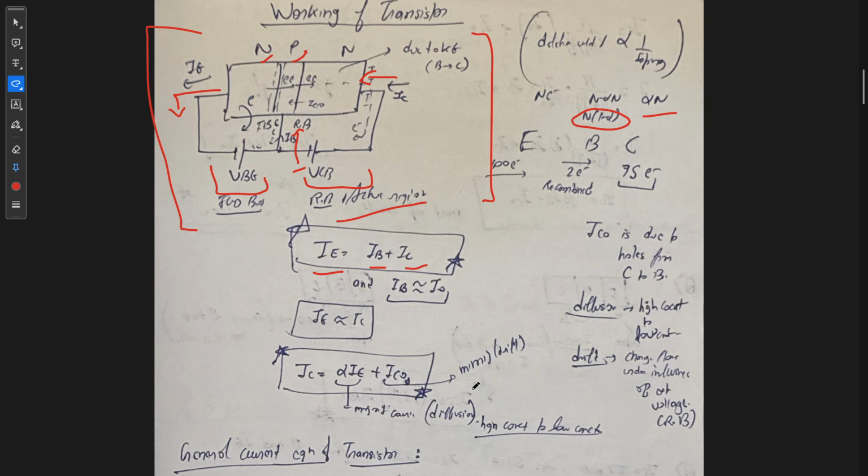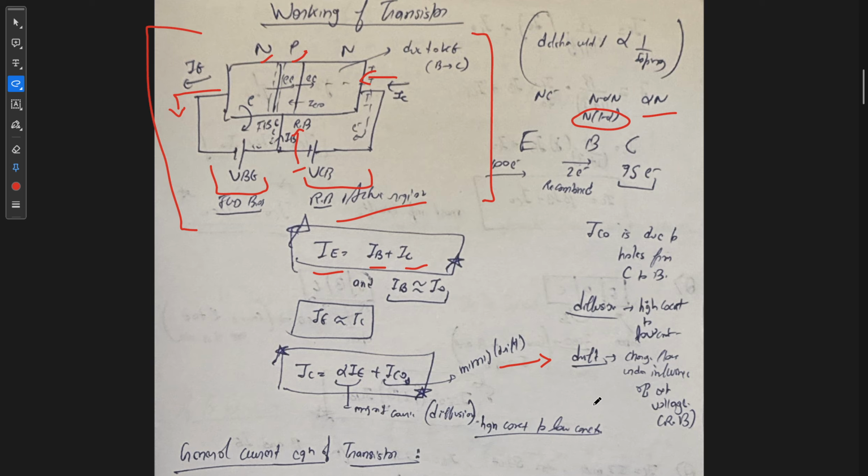The current due to majority carriers is known as diffusion current, as it is the current due to the flow of electrons from high concentration to low concentration. And ICO is called the minority current. Sorry, ICO is the current due to minority charge carriers. It is also known as drift current.